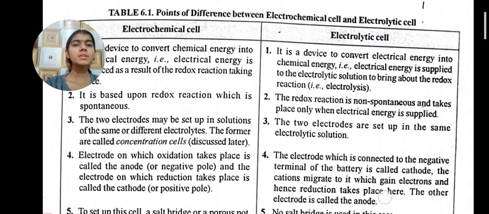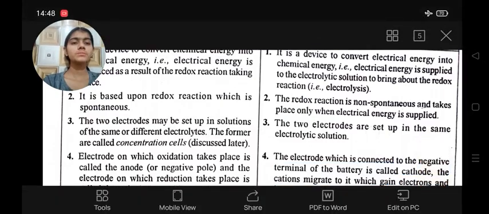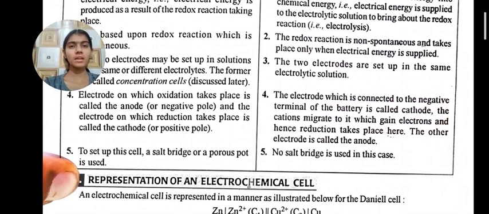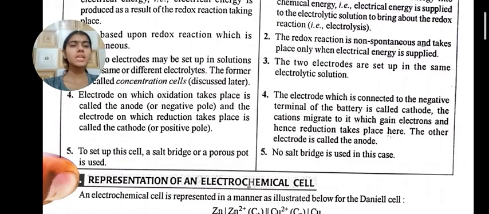In an electrochemical cell, the electrode on which oxidation takes place is called the anode or the negative pole, and the electrode on which reduction takes place is called the cathode or positive pole. In an electrolytic cell, the electrode which is connected to the negative terminal of the battery is called the cathode. The cations migrate to it, gain electrons, and hence reduction takes place here. The other electrode is called the anode. In an electrochemical cell, a salt bridge or a porous pot is used, whereas in an electrolytic cell no salt bridge is used.